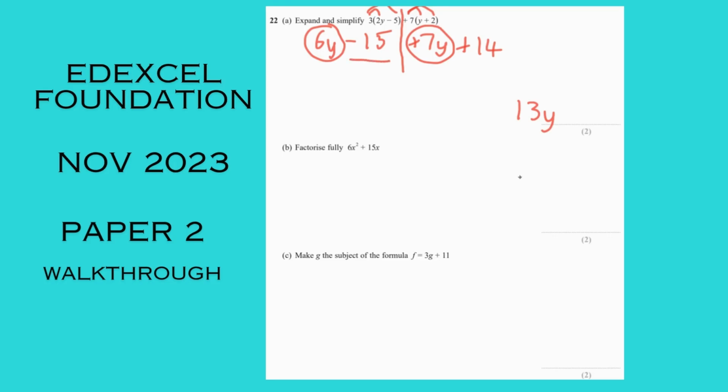And be careful on these. You've got a debt of £15, credit of 14. You are still in debt. £1.